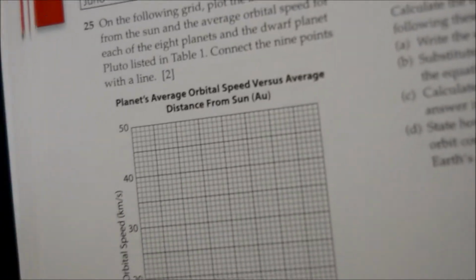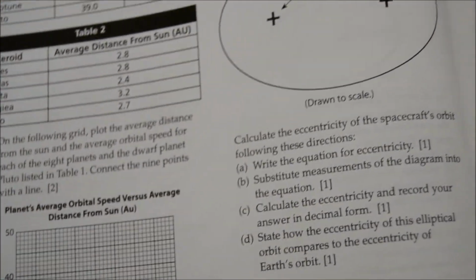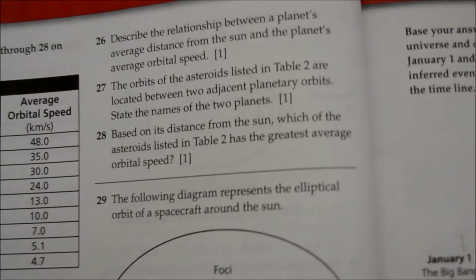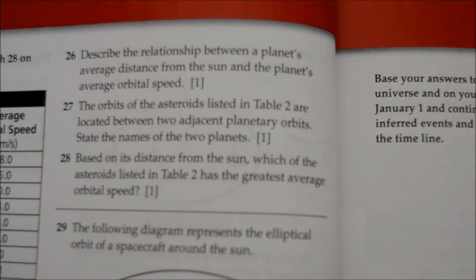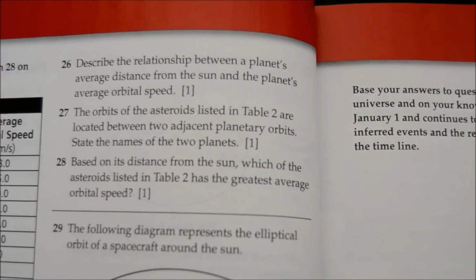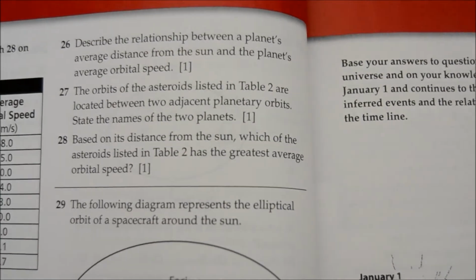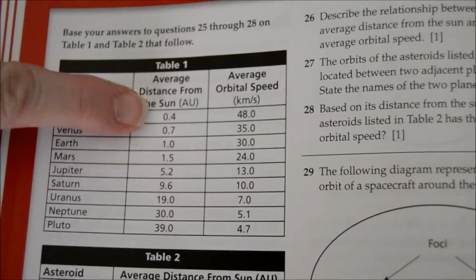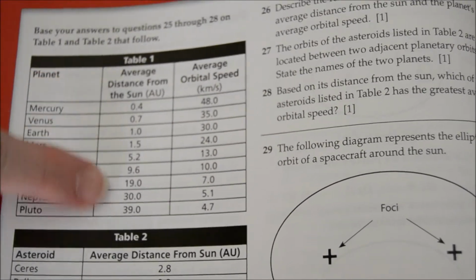Okay, the next one, you actually just have to plot this information. Question 26. Describe the relationship between the planet's average distance from the sun and the planet's average orbital speed. The closer the planet is, the faster it moves. That one, you could look right here if you don't remember. So when it's closer, it's going faster. The further away, it goes slower.